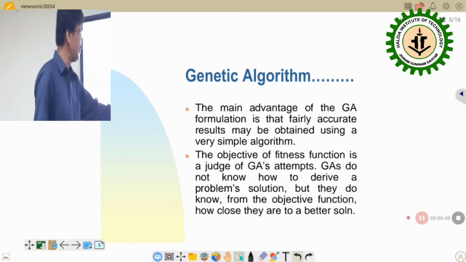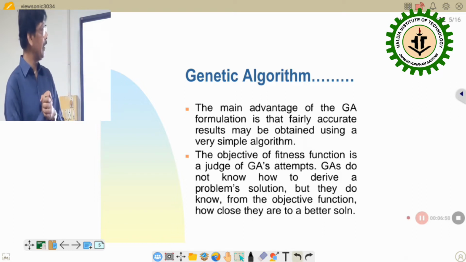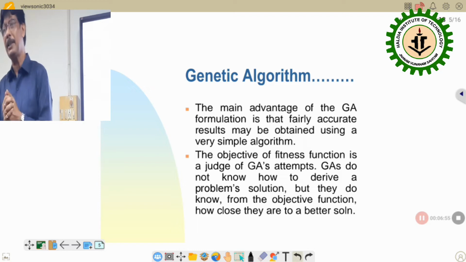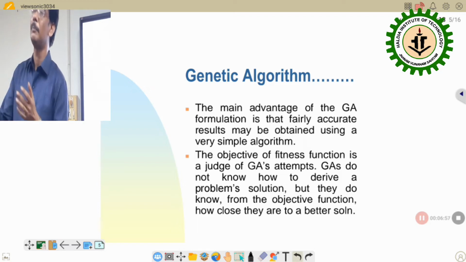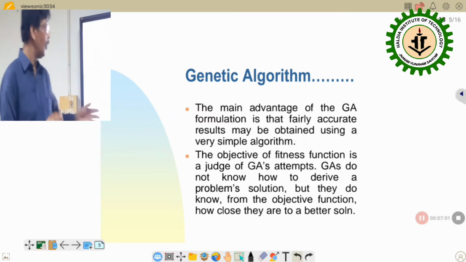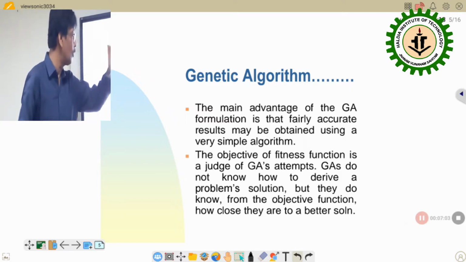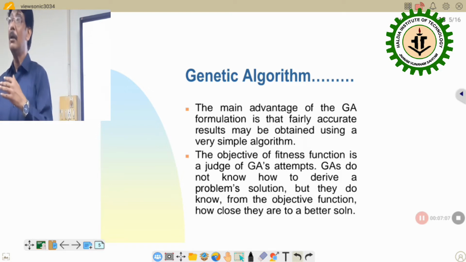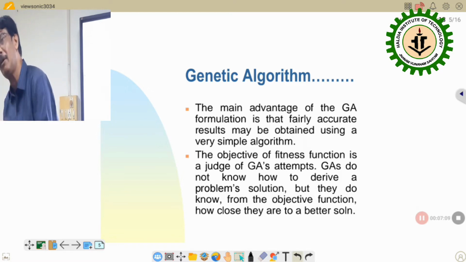The objective of the fitness function is to judge the GA's attempts. The GA does not know, we have the objective function. What do you mean by the objective function? The function you want to optimize, either to maximize or to minimize. The GA does not know how to derive a problem solution. The genetic algorithm doesn't know how it will solve the problem because there is no hard and fast rule.